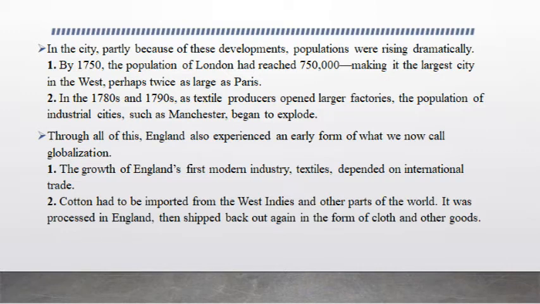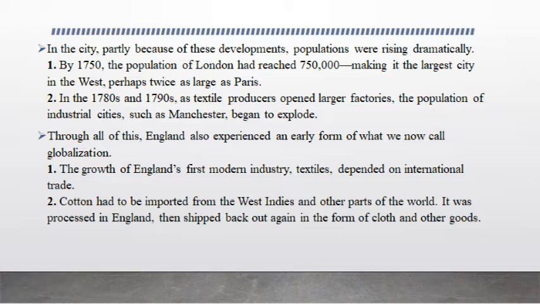In the city, turning our attention to urban life, in the city, partly because things are changing in the country, populations are rising dramatically. By 1750, the population of London has reached 750,000 people. Now, that may not sound like a particularly large number to us, but at the time, London was the largest city anywhere in the world. It was twice as large as Paris, for example. It was the first real modern metropolis.